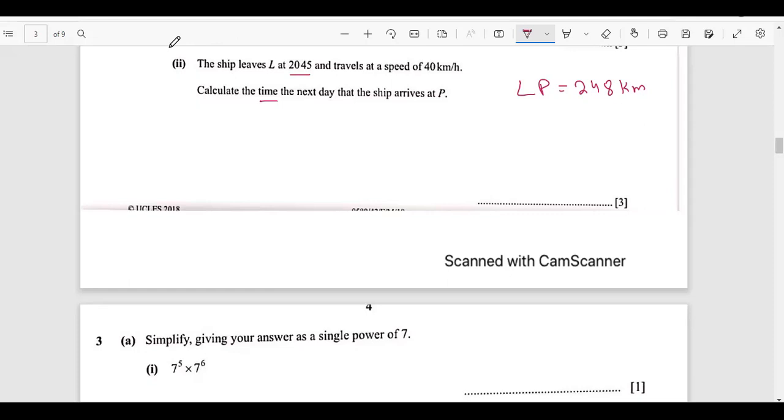I think ship arrives at 2:57 a.m. Yes, very well done. Excellent, Maria. Yes, it would arrive at 2:57 a.m. Very good. Very good.